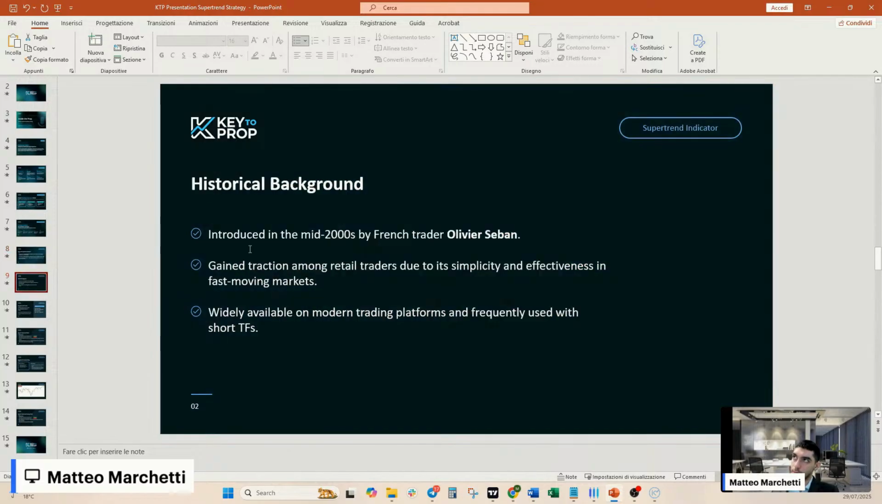So this is a brief overview to give you some historical background. It was introduced almost 25 years ago by a French trader, Olivier Seban. It gained traction among retail traders due to its simplicity and effectiveness. Nowadays, you can find it almost in every platform. You can find it on MT4, MT5, TradingView, every platform. Name one, and you will find it.